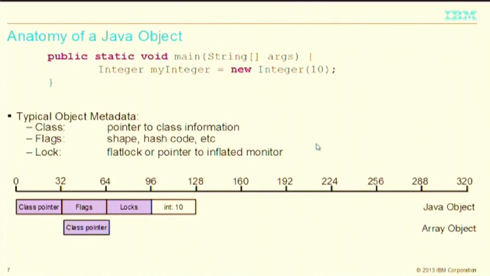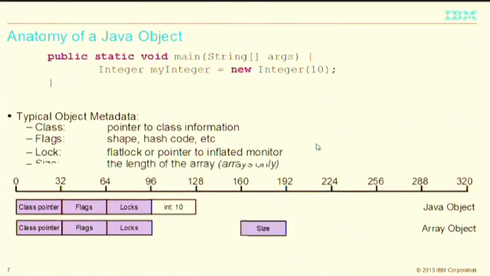Now, if what you've got is an array object, for arrays, you again have a class pointer that says it's an array of integer. You then have flags in the same way, except this one's going to have a shape bit set that tells me it's an array object. I'm going to have a lock word as before, but I have to have an additional field, which is the size of the array. So I know that this is either a 1-element array or a 10-element array or a 1,000-element array. And this actually means the maximum size of an array is the maximum size of that size number. So it's 32 bits worth of data tells me how long my array can be.